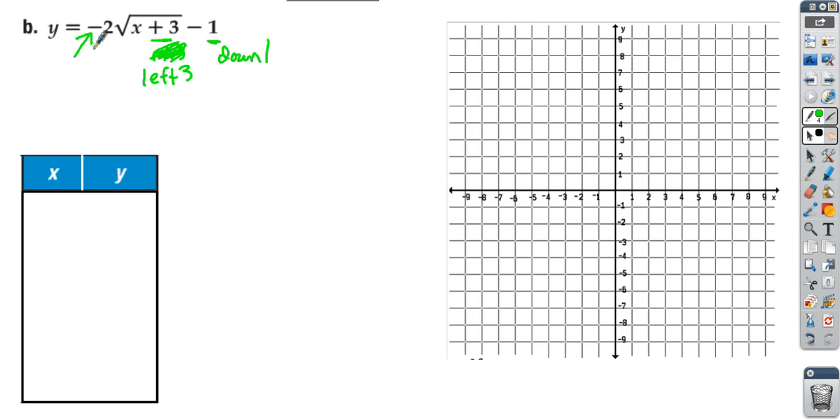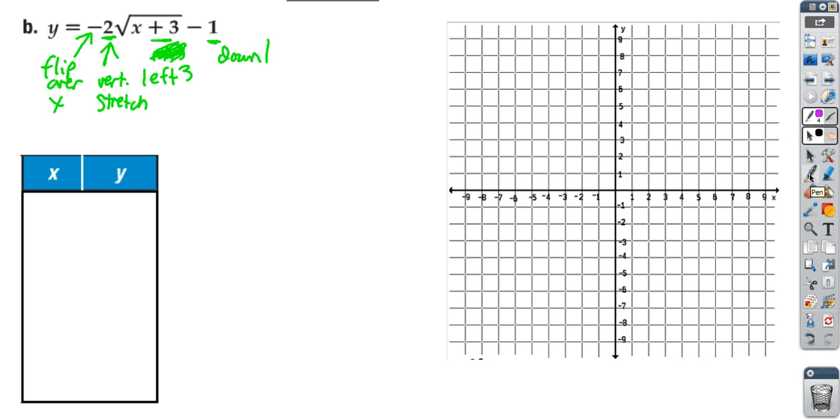So the minus, you might remember, is going to flip it over the x-axis. And the 2 is going to either vertically stretch or shrink. Because 2 means you're doubling something, that means you're making it bigger. You're vertically stretching. If that were something like 1/2, a fraction, that would mean you're vertically compressing or shrinking, which would be horizontally expanding.